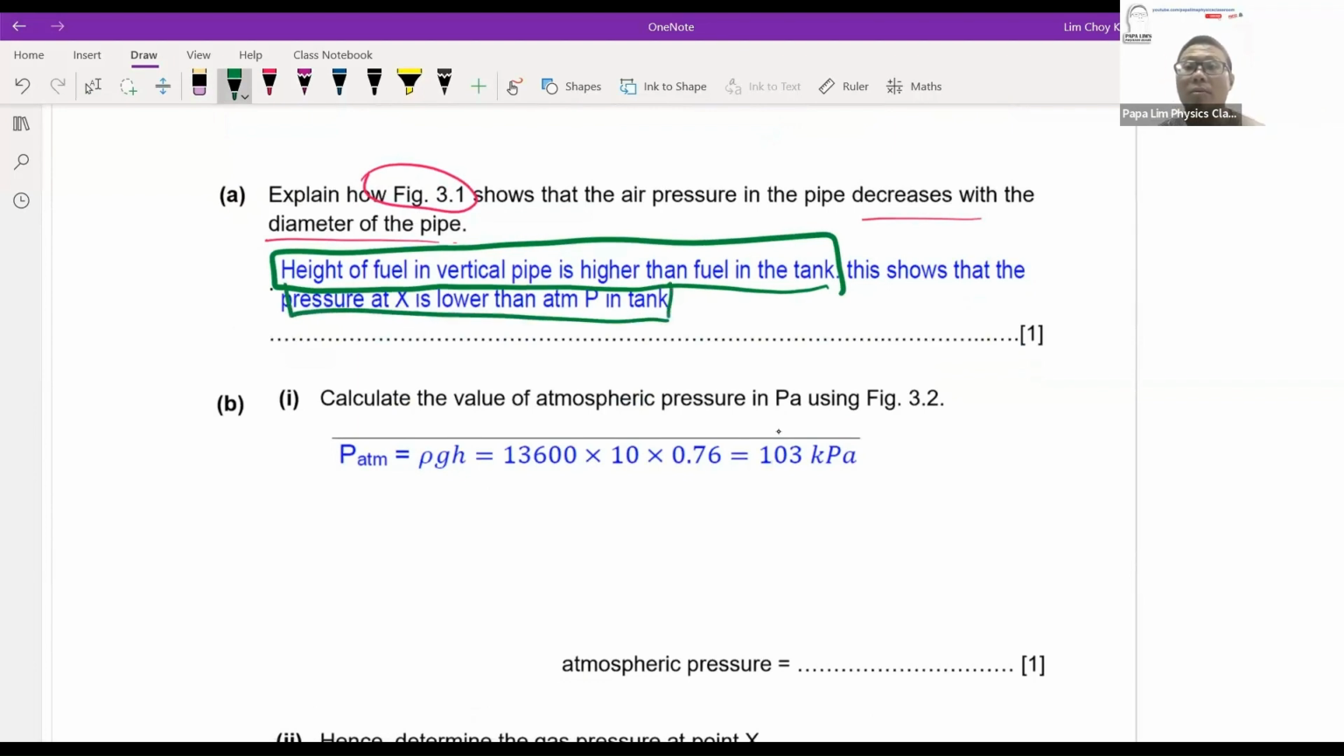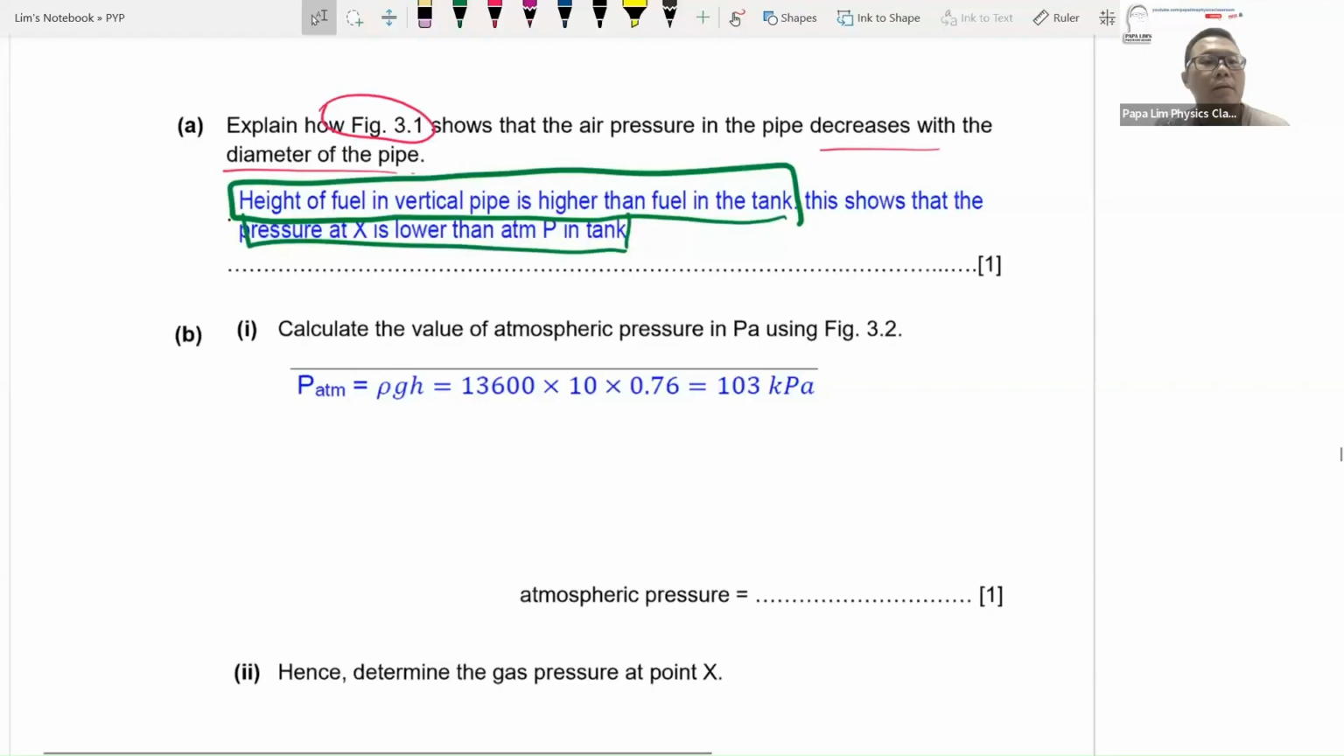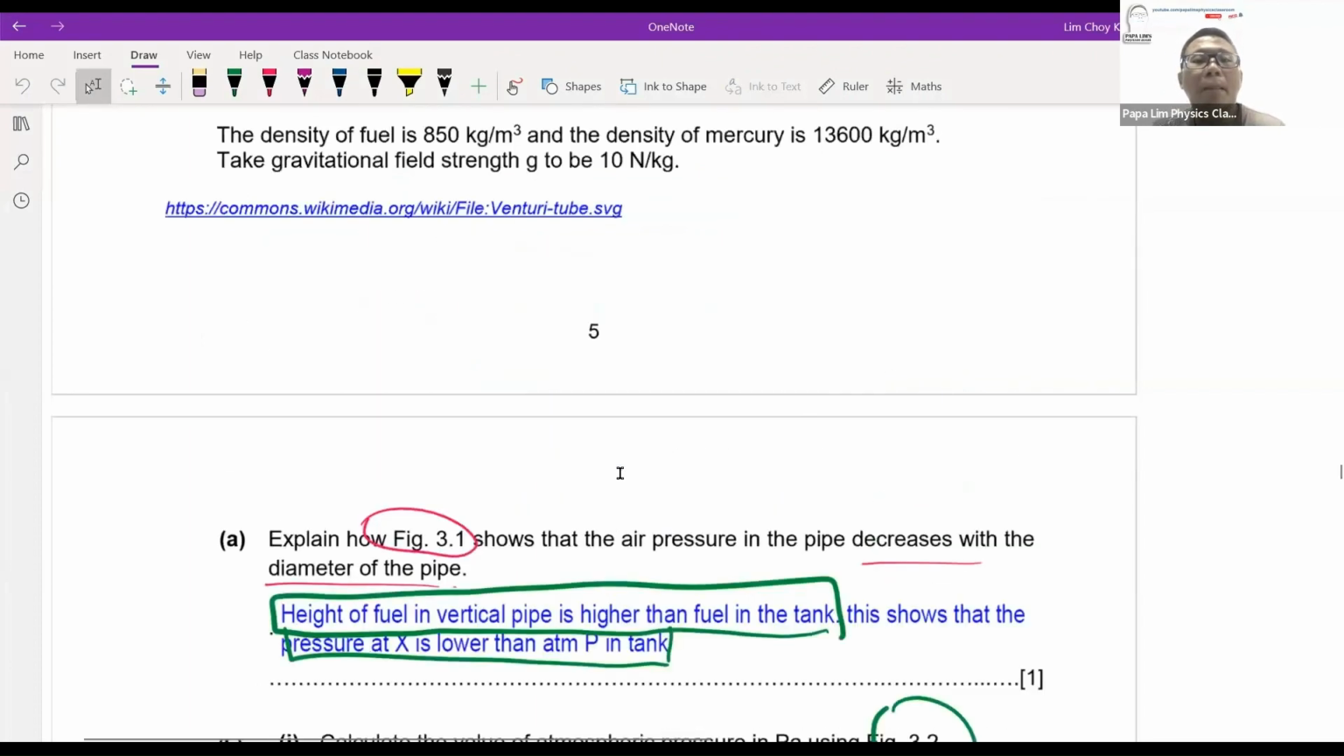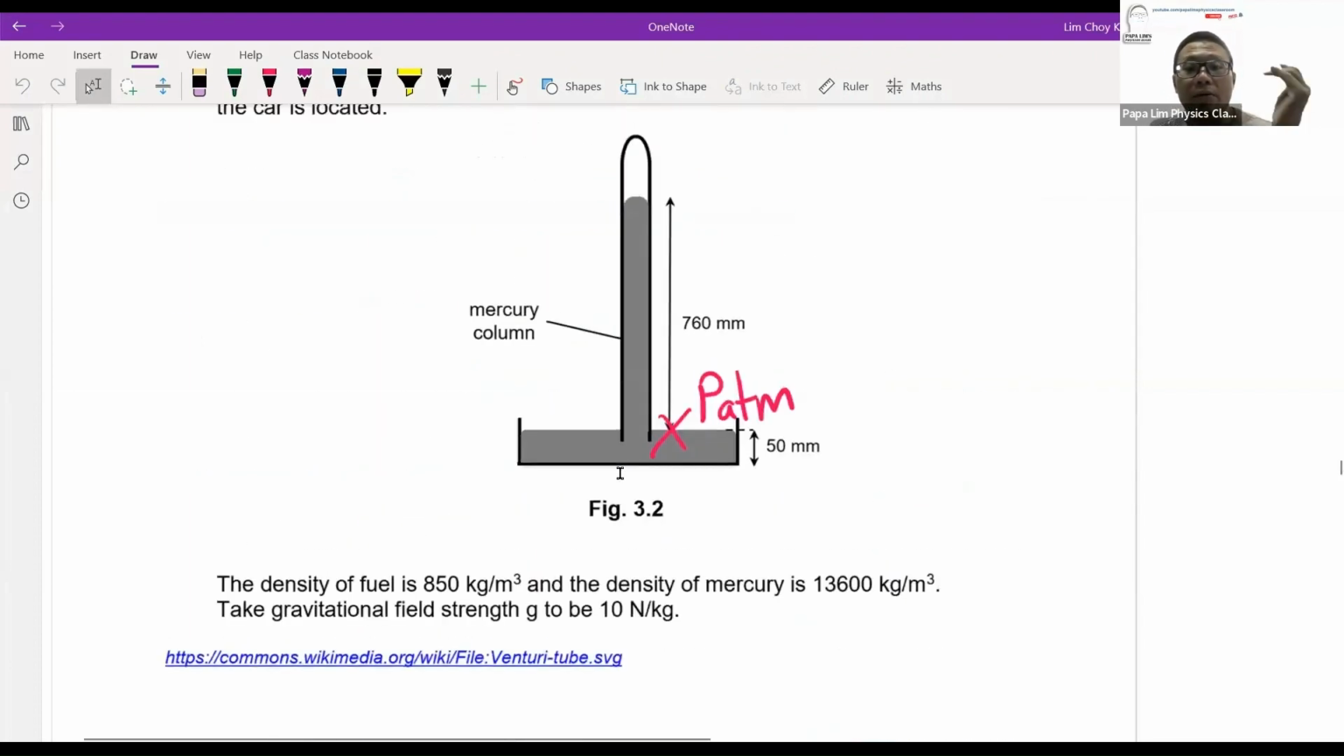The difference in pressure, remember, gives rise to the force. Now, for part B1, we look at atmospheric pressure. The question hints us to use figure 3.2. Figure 3.2 on atmospheric pressure is a standard operation, whereby students, you should know how to read and how to use the barometer.